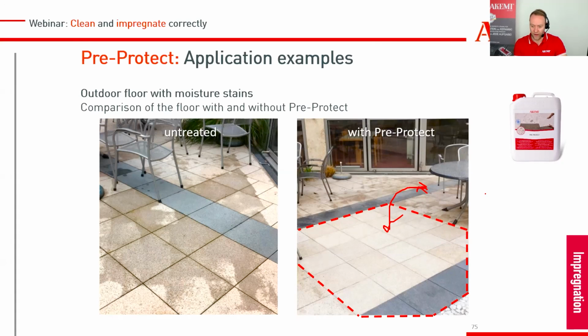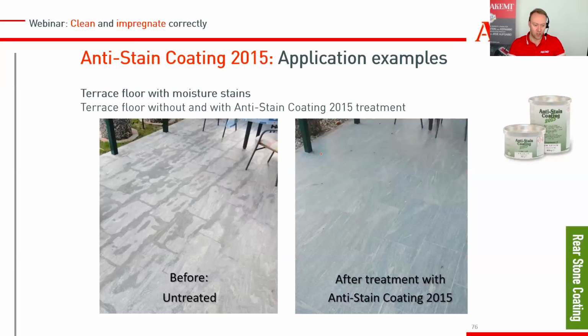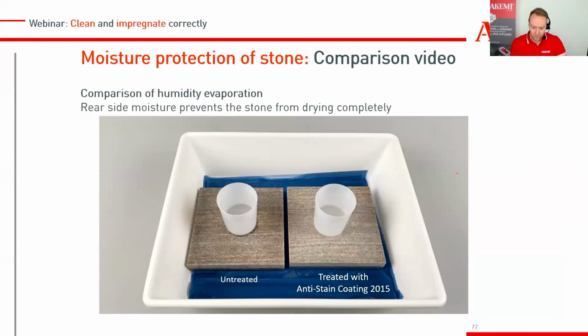On a fixed installation, you can see here the stones all have these watermarks, this rising humidity coming up. You can never use an impregnation here. You will only damage the stone more or make these stains even more permanent. We ripped it out, backside protection with anti-stain, and now you get a perfect result.